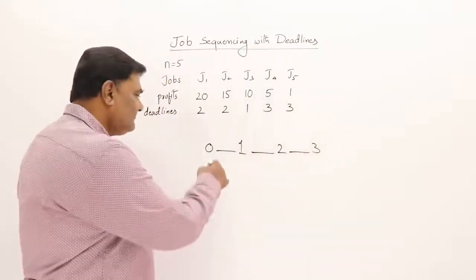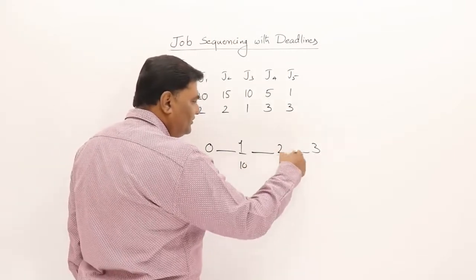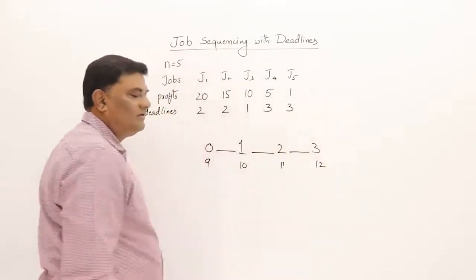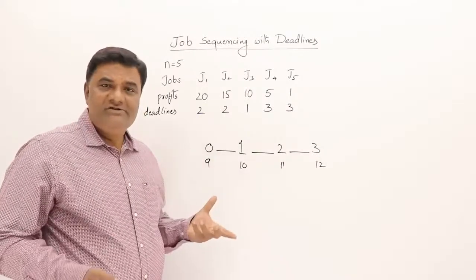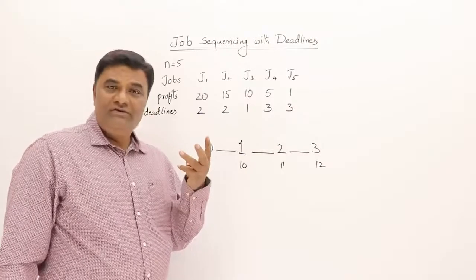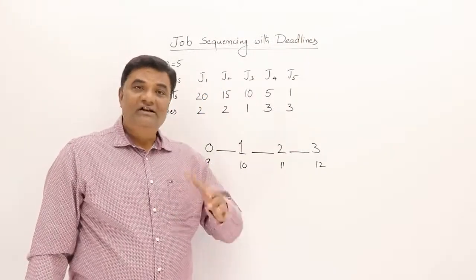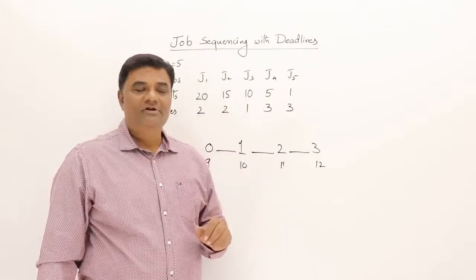If I give the time, this is 9 o'clock to 10 o'clock, and this is 10 o'clock to 11 o'clock, 11 to 12 o'clock. Now there are only 3 slots. How many jobs can he do? Deadlines are giving just 3 slots, so he can do only 3 jobs. Out of 5, he has to select just 3 so that the profit is maximum.